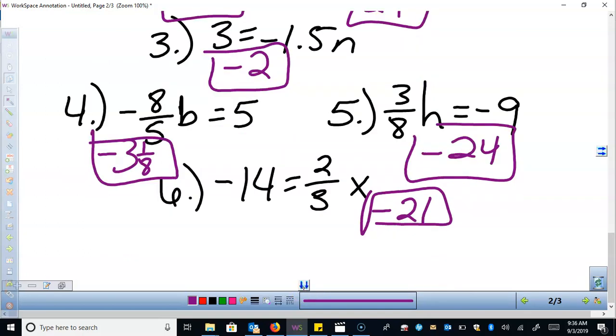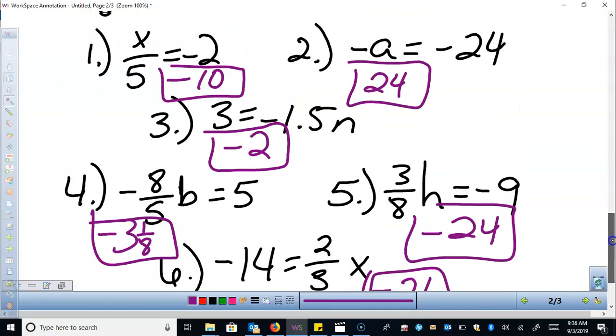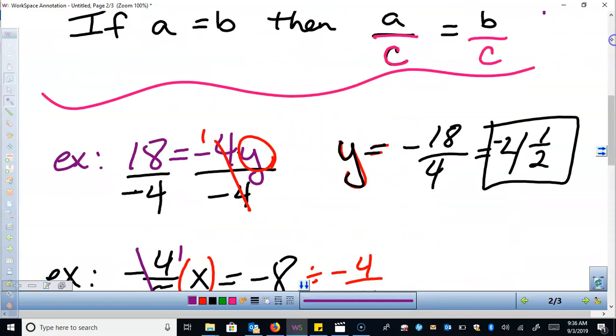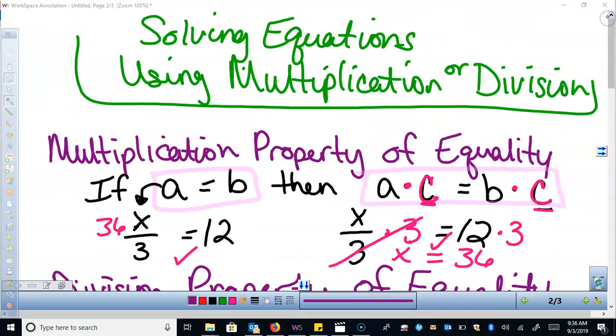And try out your assignment problems. So in this video, we discussed how to solve equations using multiplication or division.